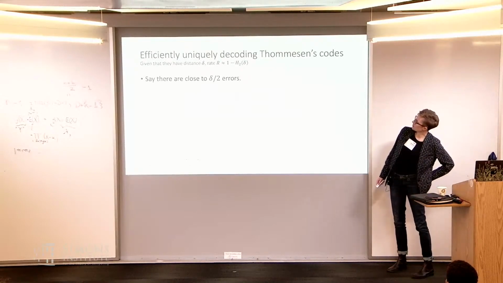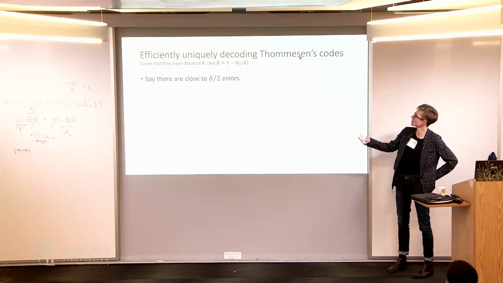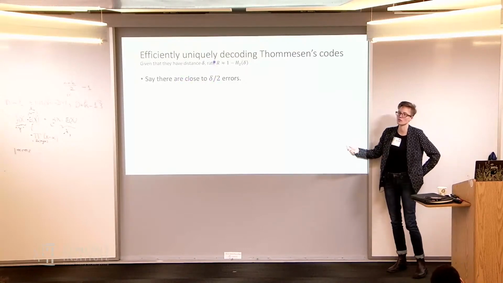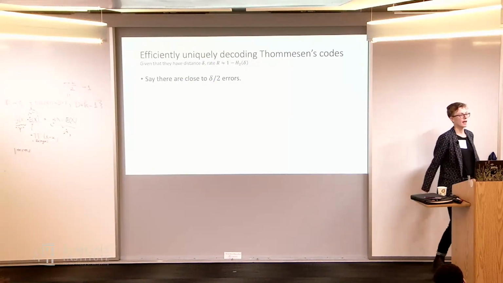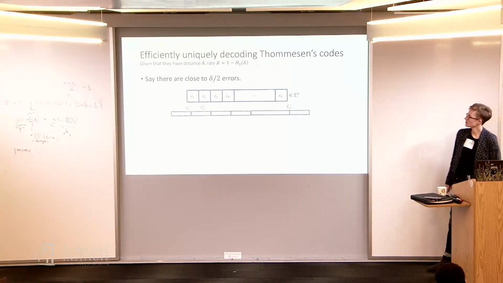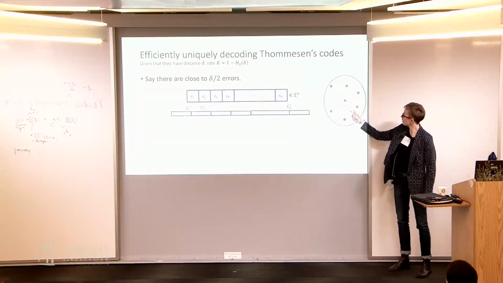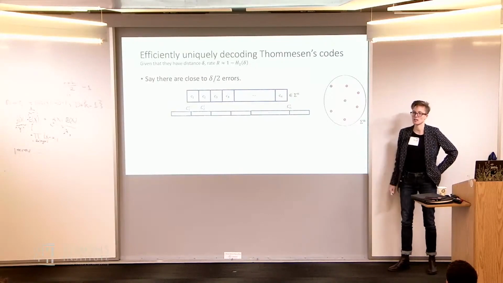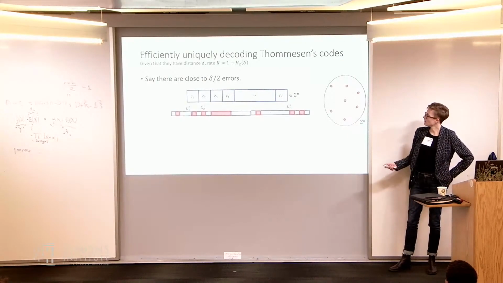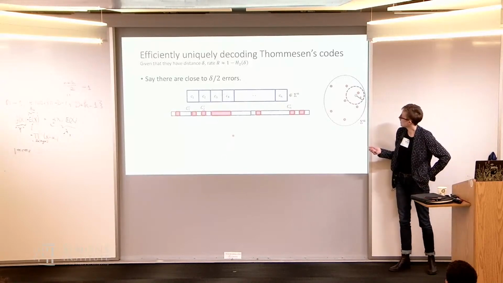So let's take for granted this result that these things approach the Gilbert-Varshamov bound, and let's say that t, the number of errors, is close to n times delta over 2. So we have close to half the distance, and we want to correct it. What does that look like? Here's our concatenated code, and we have our geometry picture over here. Then a bunch of errors get introduced, however the adversary wants to introduce them. So maybe this whole symbol gets corrupted or something like that.